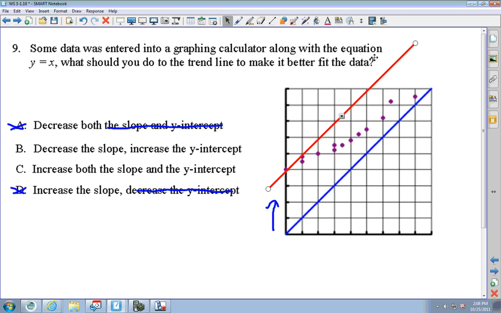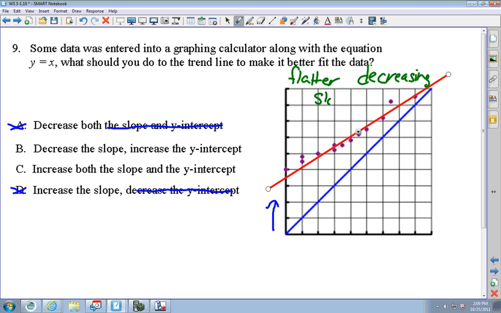So now right here, what am I doing? I'm going to take my line, I'm going to make it flatter. Remember, when I make it flatter, I'm making it go closer to 0, so I am decreasing the slope. So it should be B. Decrease the slope and increase the y-intercept.